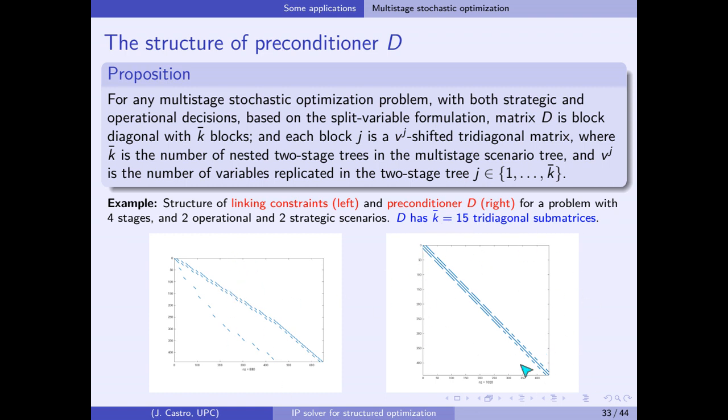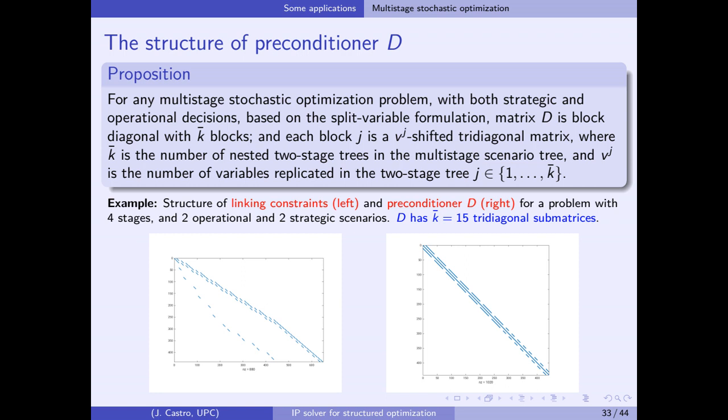So remember, this is the system we have to solve at each iteration of the conjugate gradient. And this system has a lot of structure. We have a set of tridiagonal matrices. How many matrices? As many two-stage trees, nested two-stage trees, as we have in the multistage tree. And this is very efficient to factorize, okay? Okay, so that's the idea.